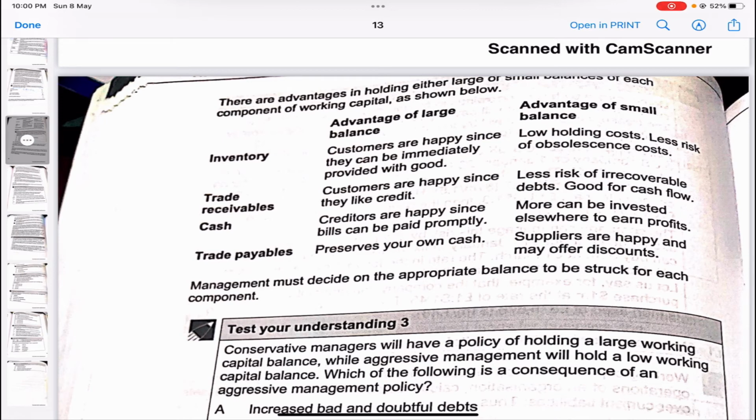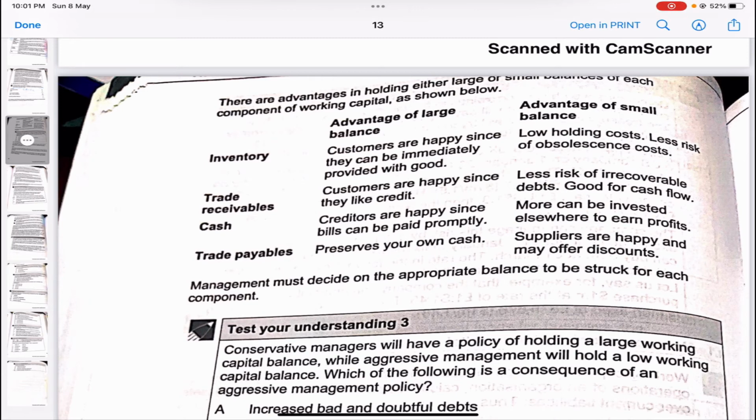And trade payables, what are the advantages? We are happy because we don't have to pay right now. What is an advantage of having a small balance of inventory? Low holding costs. The cost of holding the stock is low and there is less risk because goods don't get damaged. What is the advantage of having a small balance of trade receivables? There is less risk of irrecoverable debts. There is no problem of someone not paying the money because the balance is low.